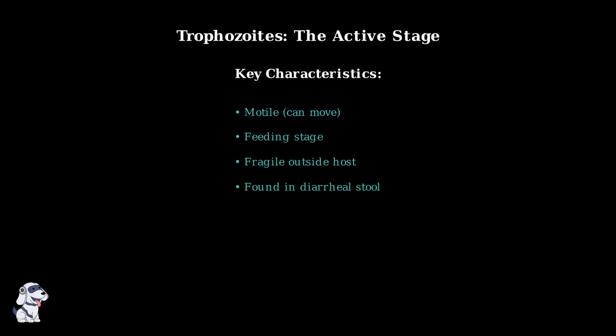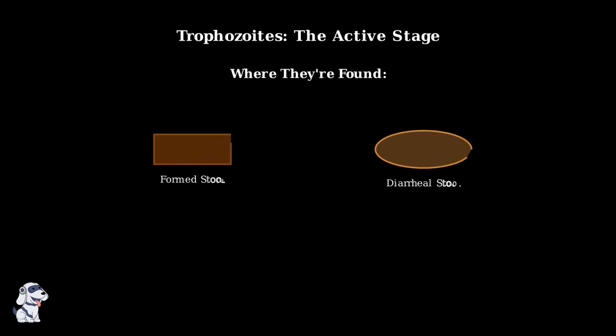Key characteristics of trophozoites include their motility. They can move using pseudopodia. Their feeding ability: they actively consume bacteria and tissue. And their fragility: they cannot survive outside the host for long. Unlike cysts, which are found in formed stool, trophozoites are typically found in diarrheal or loose stool. This is because they thrive in the liquid environment of the inflamed intestine.